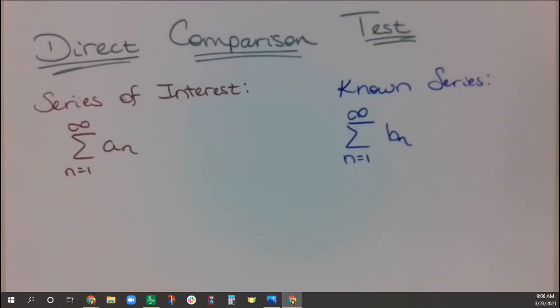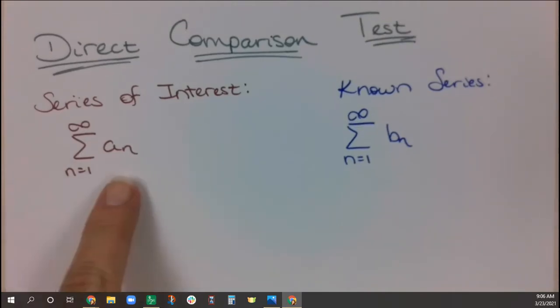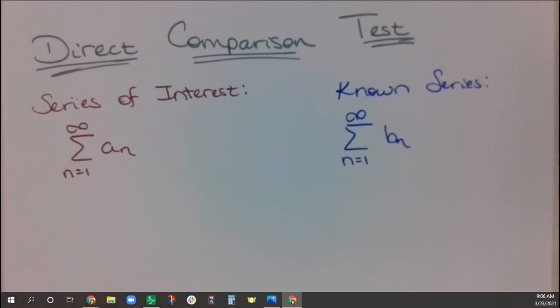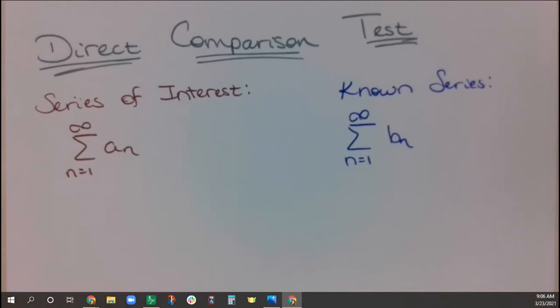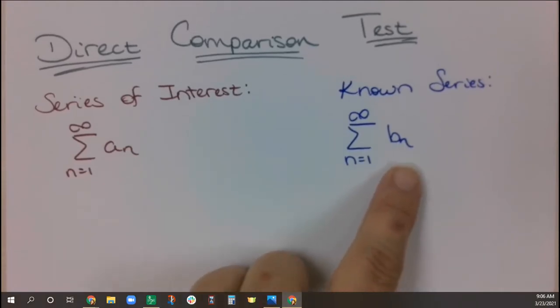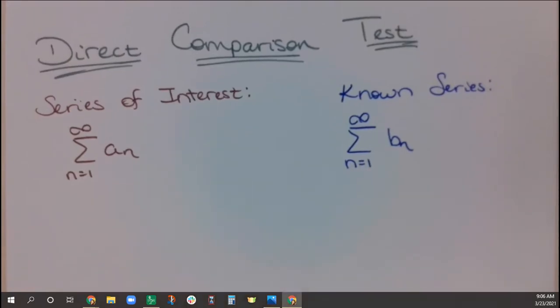Now, when we're using a comparison test, the idea is that we have a series of interest, which we're going to call A sub n, typically the notation that we use for an infinite series. And what we're going to do is compare that series, which we don't know if it converges or diverges, to a known series, which I'm going to call B sub n, a series that we know whether or not it converges.